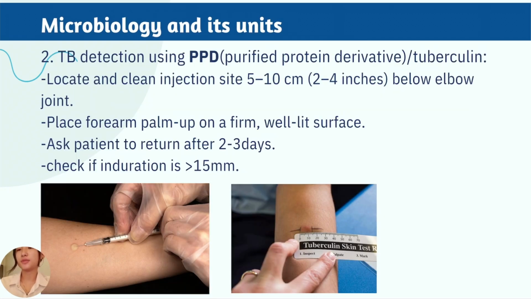PPD is also being done, and in this one I also got to do it. First I started by locating and cleaning the injection site around 5 to 10 centimeters below the elbow joint, and placing the forearm palm up on a firm, well-lit surface, and asking the patient to return after 2 to 3 days and check if there is induration or swelling. If it is more than 15 millimeters, it means there is a chance of having TB.